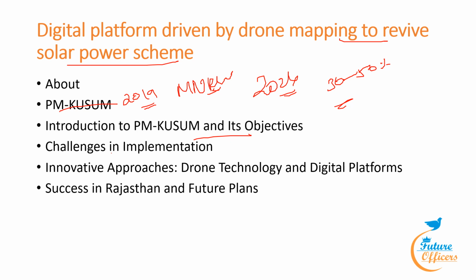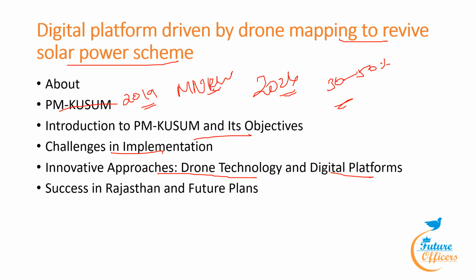Now, what are the challenges in implementation? A major challenge is the availability of suitable land for solar power projects, particularly in agricultural regions where finding contiguous parcels of land is difficult. Unlike states like Gujarat and Rajasthan, which have vast tracts of uncultivable land, agricultural areas struggle to pull together land for large-scale solar projects. Now, what are the innovative approaches, that is drone technology and digital platforms?